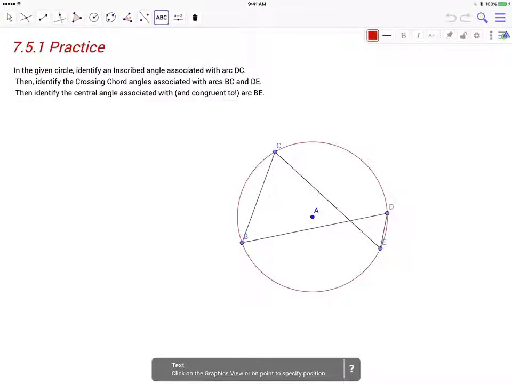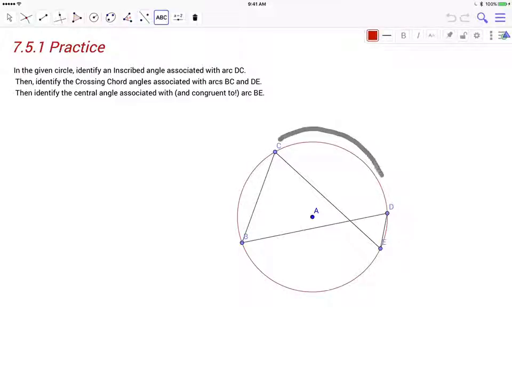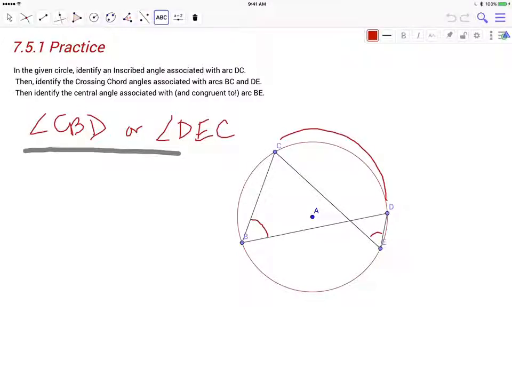Okay, here's a solution. In the given circle, identifying an inscribed angle associated with arc DC. So here's the arc. Your answer could have been either this angle right here, which is angle CBD, or you might have also said this angle over here, which is also inscribed with that arc, angle DEC. So that's the answer to the first one.